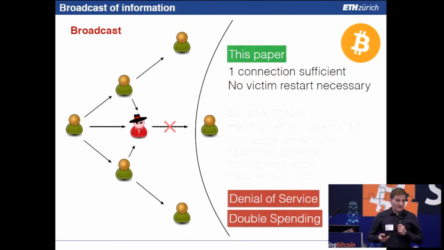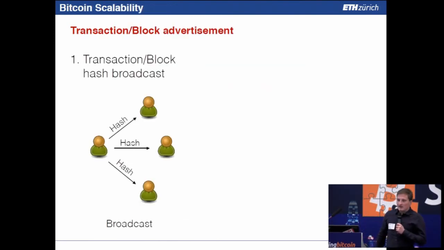Furthermore, we don't need any victim restart. So this is actually a very realistic attack. So how do we do this? In order to explain it to you, I have to talk about the scalability measures that we have on the peer-to-peer network layer. So the first one is the transaction block advertisement.